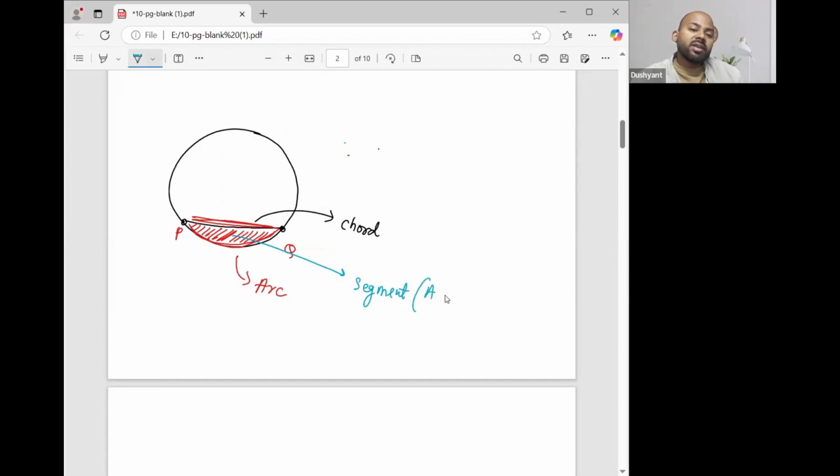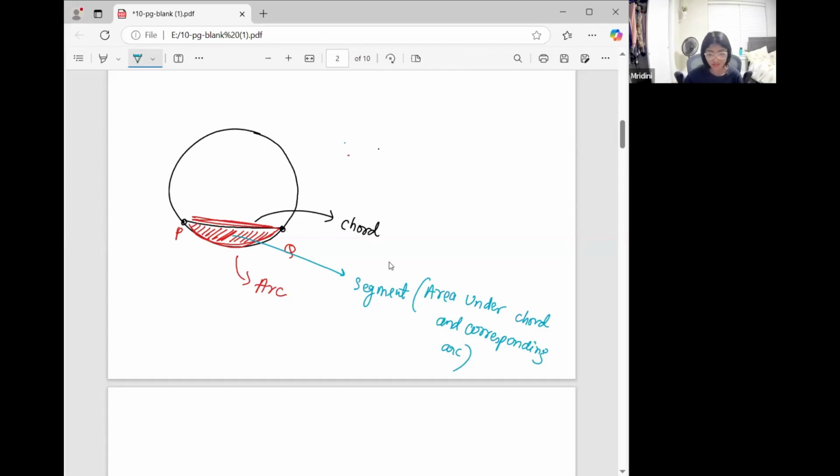So a segment is actually the area under a chord and its corresponding arc. Chord and arc will give you an area, and that area will be known as the segment. Now this is my smaller one, so that will be my minor segment.